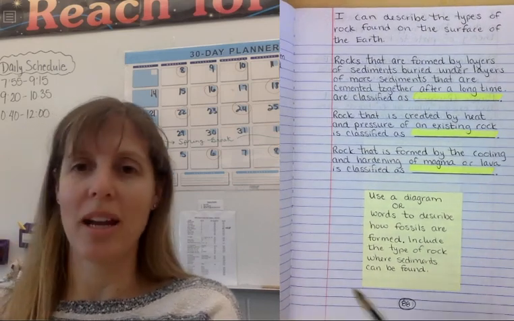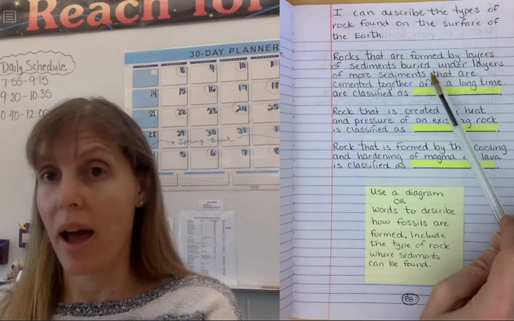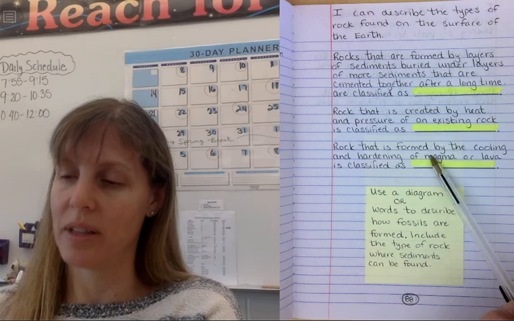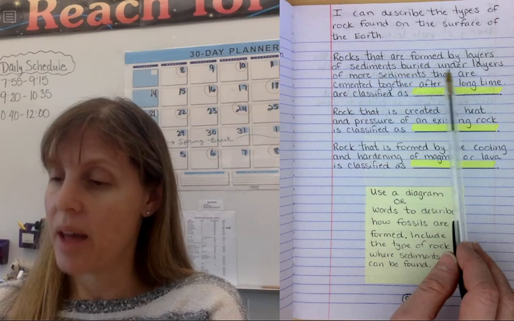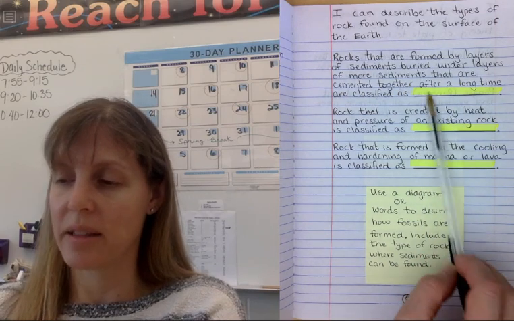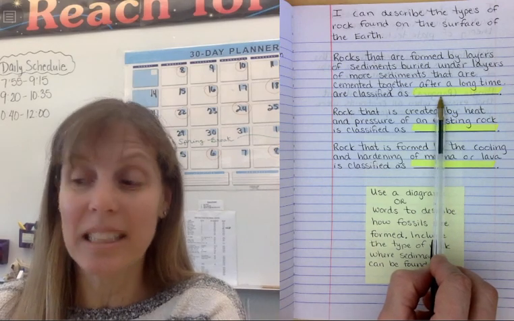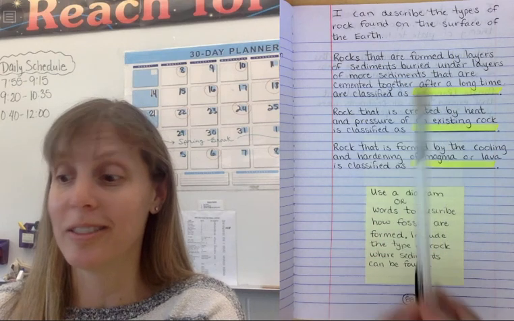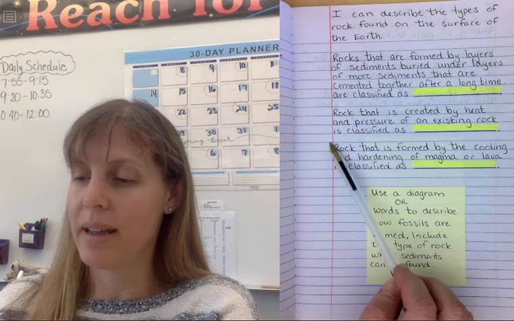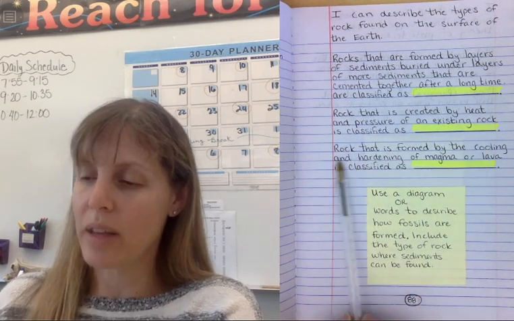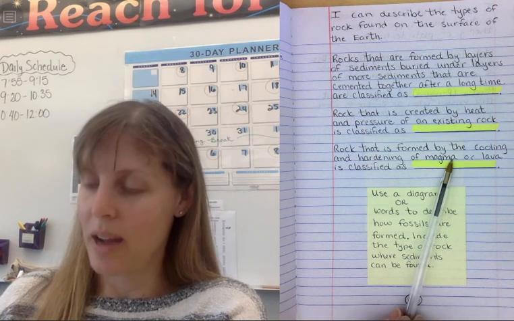All right, notebook page 88 today says, I can describe the types of rock found on the surface of the earth. Well, there are, again, three basic types of rock, so you'll want to fill these in. Rocks that are formed by layers of sediment buried under layers of more sediments that are cemented together after a long time are classified as this particular kind of rock. Sedimentary. Made out of sediments, sedimentary. There's a clue. Rock that is created by heat and pressure of an existing rock is classified as, and you fill that one in. Rock that is formed by the cooling and hardening of magma or lava is classified as, okay, you fill those in.